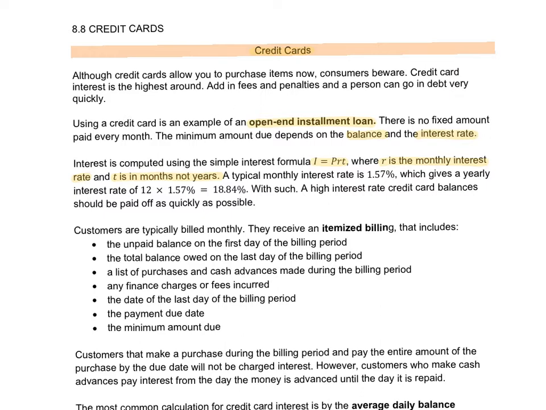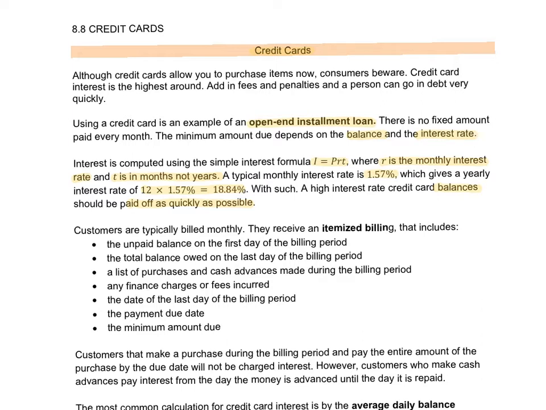So a typical monthly interest rate is about 1.57%. Now, if we multiply that by 12, then we actually have an annual percentage rate of 18.84%, which is extremely high. And in general, interest rates on credit cards will be much higher than the interest rates on mortgages or car loans and such. So, since it has such a high interest rate, make sure that your balances are paid off as quickly as possible because you don't want to incur a lot of interest cost.